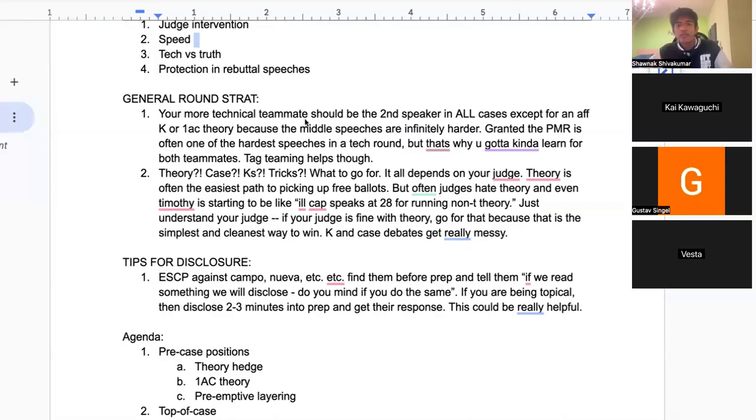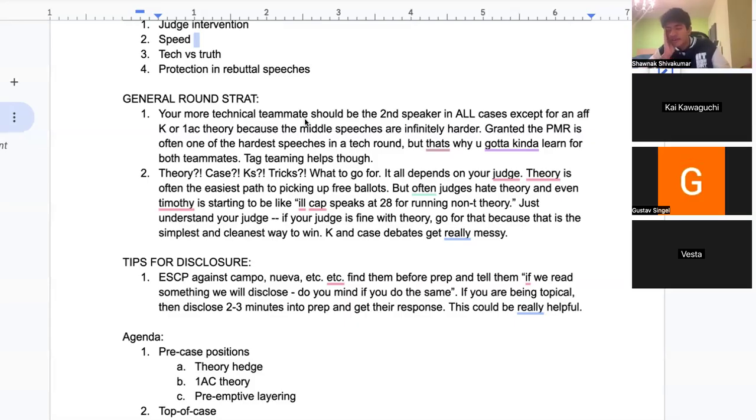And then obviously the PMR is going to be sort of hard, but if your MG doesn't have any offense or drops all the standards of the LOC theory, your PMR is cooked and there's no way to return. So your more technical teammate, the person who's probably more familiar with responding to tech and running tech, should be the second speaker in all cases.